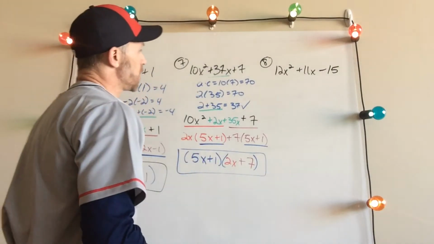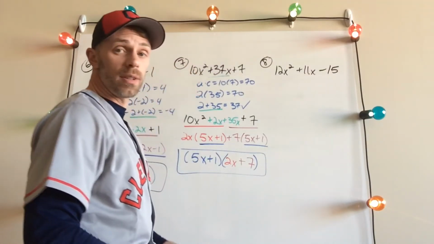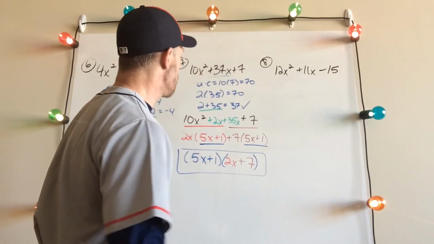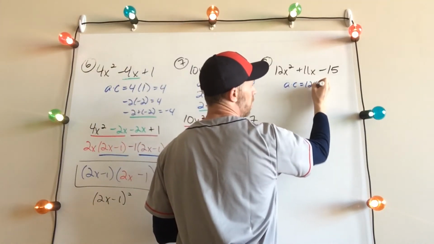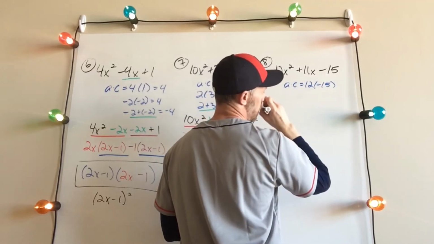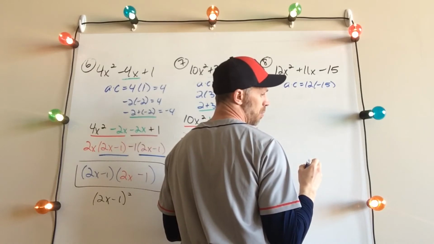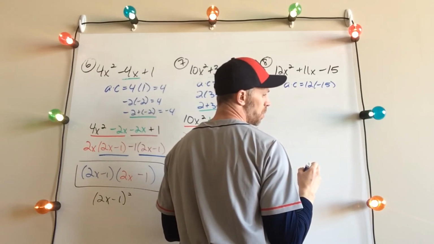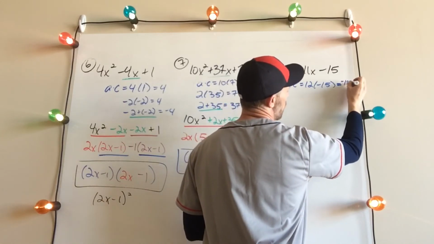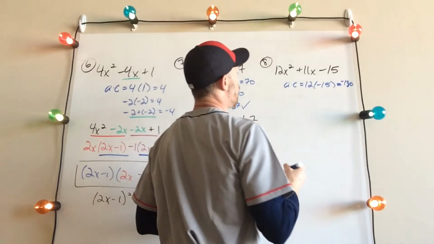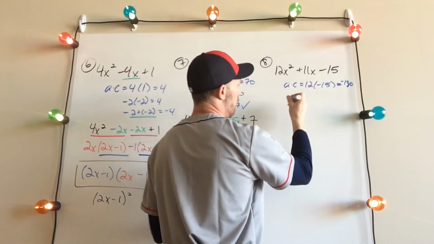All right, so this last one, again, our a value is not a 1, so we're going to have to start off with that a times c, and our a times c are 12 times negative 15. That's 144, and then 3 more 12s, which is 36. 144 plus 36 is going to give us 180, and it was negative. And then we're looking for factors of negative 180 that add to 11.